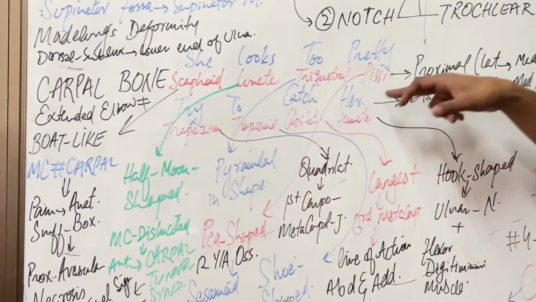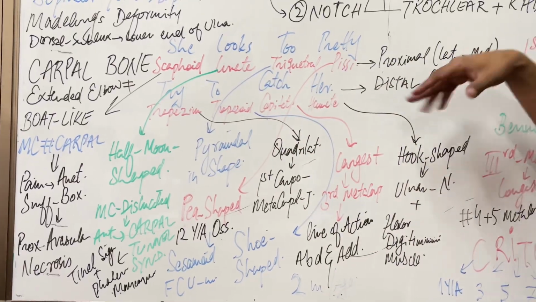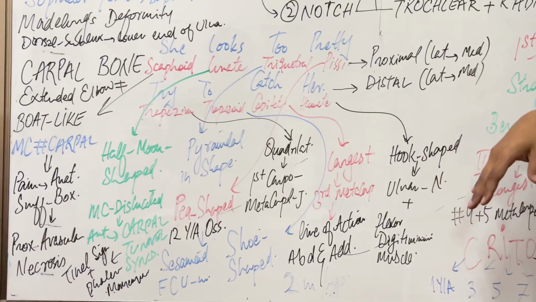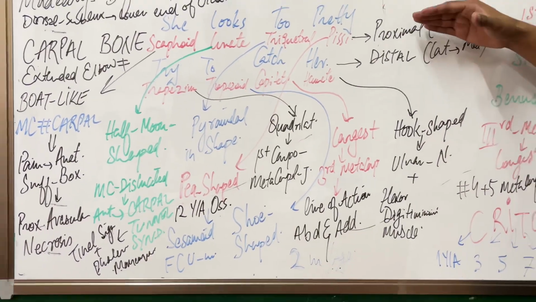The upper line is proximal. She looks too pretty is proximal, but try to catch her is distal, not in your future. It's very distant from your future right now. You can't catch her right now. Just proximal row and distal row.